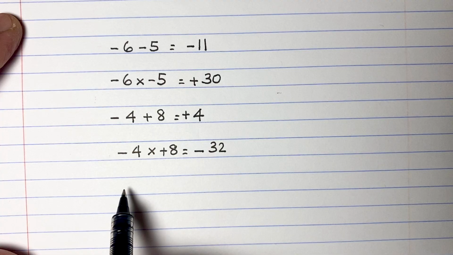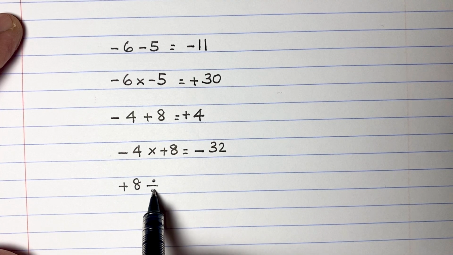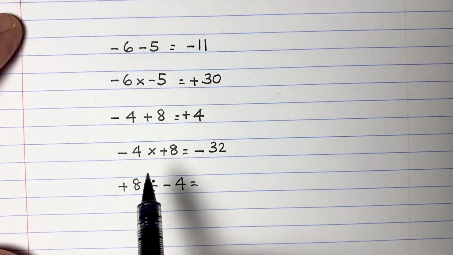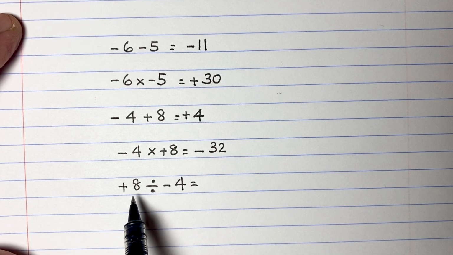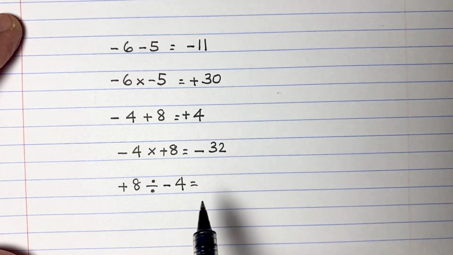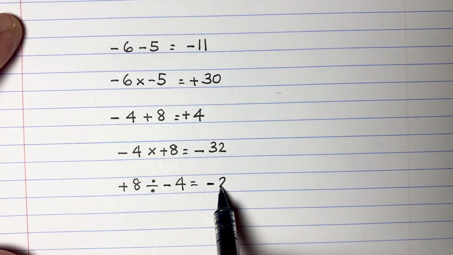The same, if I say +8, this time divided by -4. Multiplication and division rules are the same. So positive divided by negative based on the table is negative. 8 divided by 4 is 2.